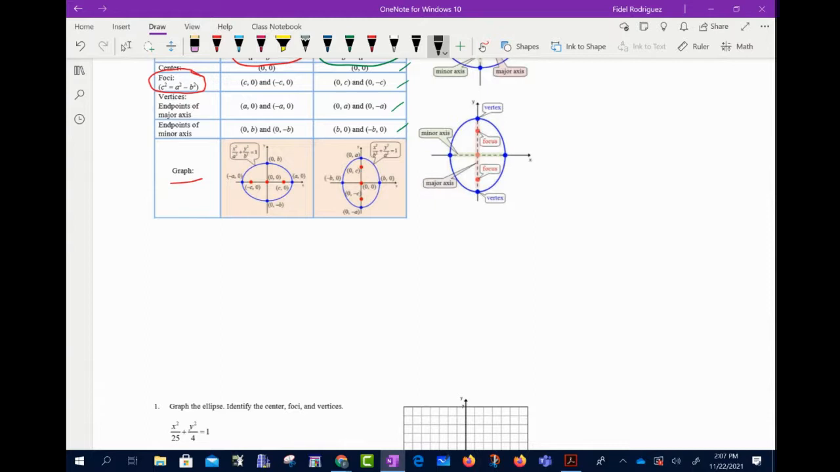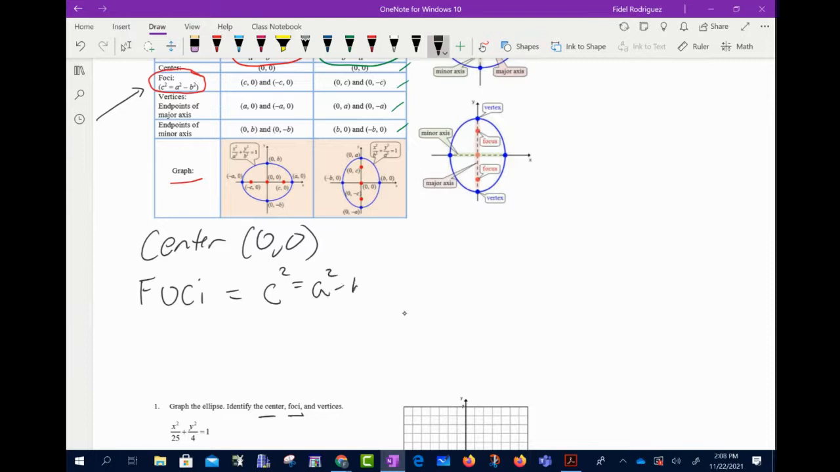Okay, we want to find the center. So remember, these are all centered at the origin. So the center here, y'all, is just the point 0, 0. Okay, so we got the center. Now we want to see if we can find the foci. I want you to notice right here, it says the formula for the foci is c squared equals a squared minus b squared. So I'm going to write this down: c squared equals a squared minus b squared. And what we need to identify, y'all, is the values a and b.